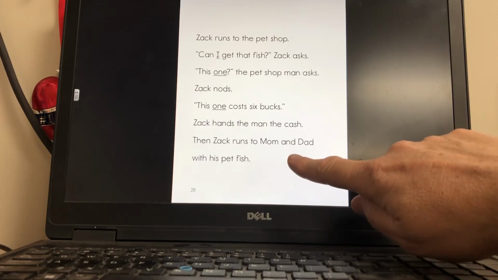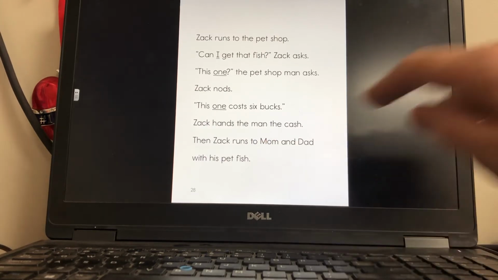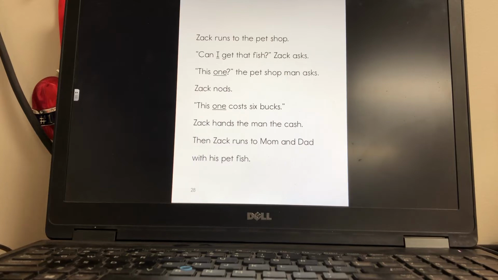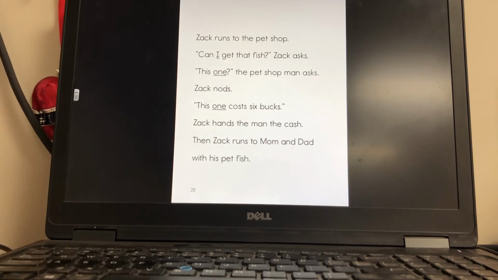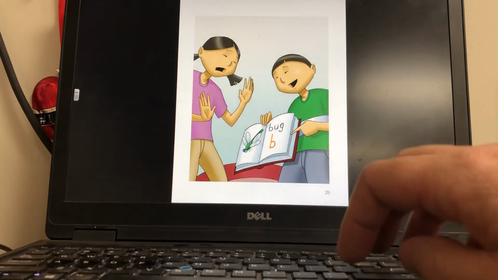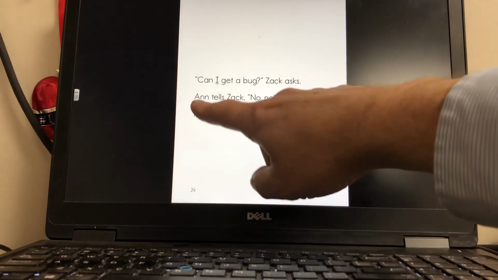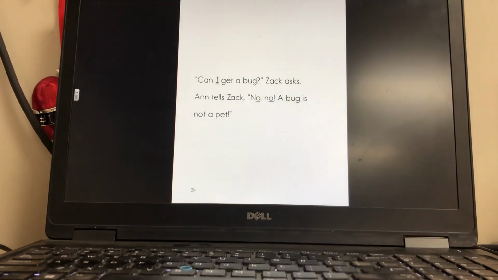Do you see how there's a capital D and a capital M? The reason those words have capitals is because it's the name for mom and dad. That's what Zack calls him. He calls his mom Mom. He calls his dad Dad. That's the name. And so names get capitals, just like capital Z on Zack, capital A on Anne, even though that's at the beginning of the sentence.